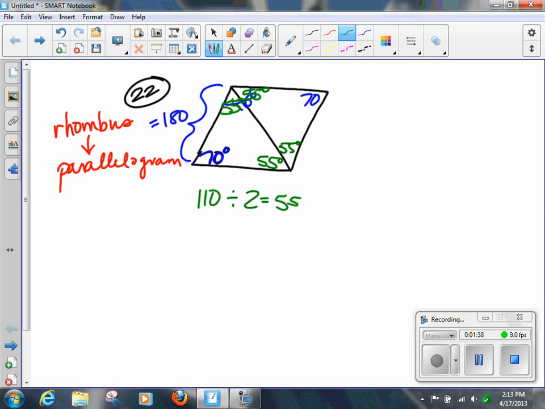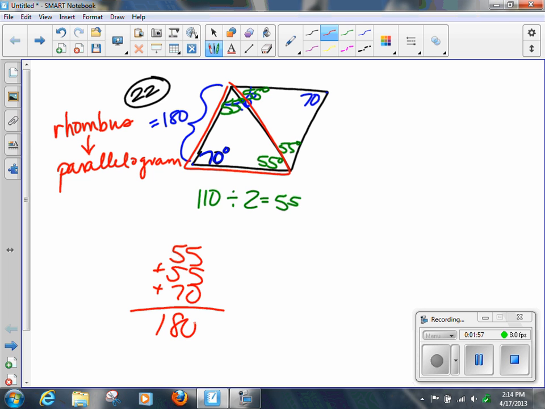How can I go back and double check? Well, I see 2 triangles. Do you? What's the sum of the interior angles of every single triangle? 180. Add 55 plus 55 plus 70. Do we get 180? Yes, we do. Okay? Folks, that's all you had to do.